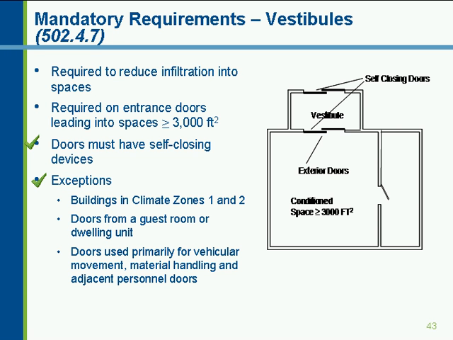Doors from a guest room or dwelling unit. Remember, this requirement is also for high-rise dwelling units. So if you have a guest room for a hotel motel, for example, with a door leading into a space greater than or equal to 3,000 square feet, or a dwelling unit, you're exempt from that. Doors used primarily for vehicular movement, material handling, and adjacent personnel doors are exempt.